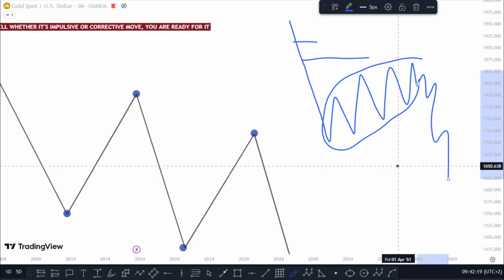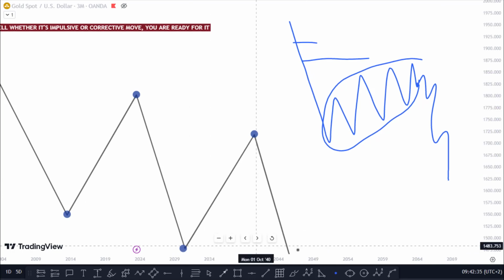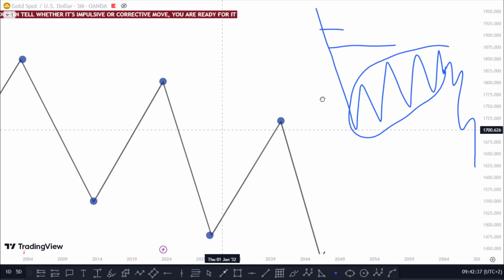And then remember, every time frame will create its own trend. Do not forget that. So what does it mean?